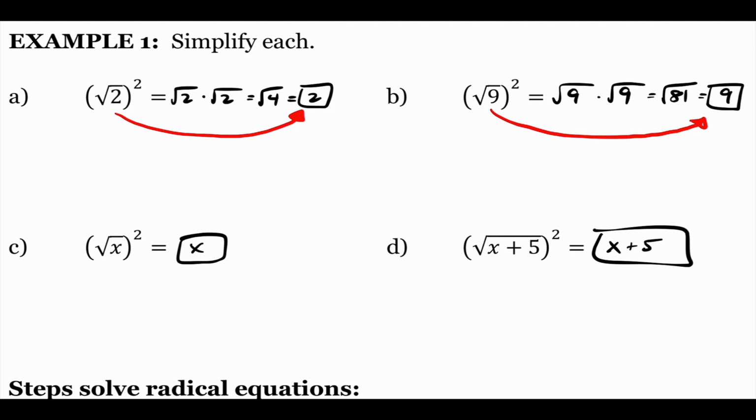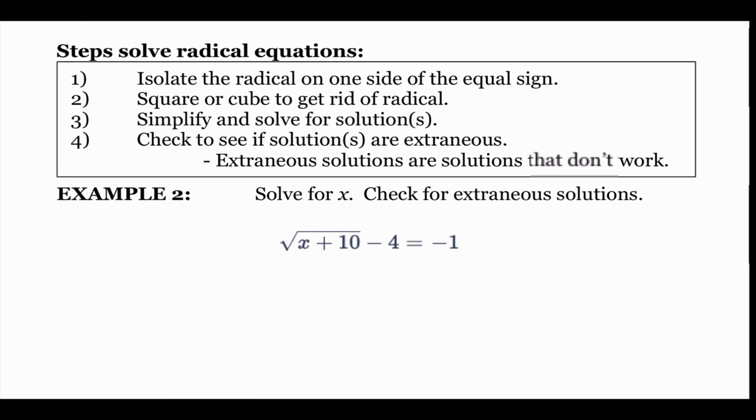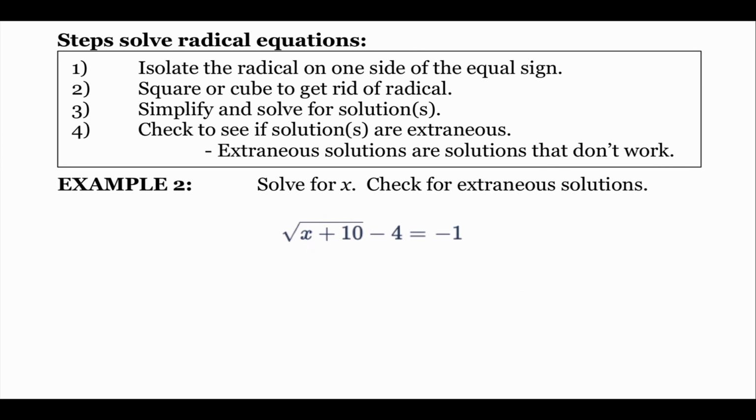All right. So today, how do we solve? 4 main steps. Get the radical by itself, on one side of the equal sign. How do we get rid of it? Square it. Then solve for your solutions, and then check to see if we have something called extraneous solutions. We've never talked about this word. Extraneous solutions are solutions that don't work. You did everything right, you got your answer, but for some reason it doesn't work. Why doesn't it work? I'll show you why today.